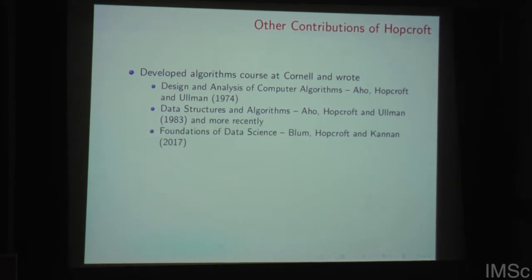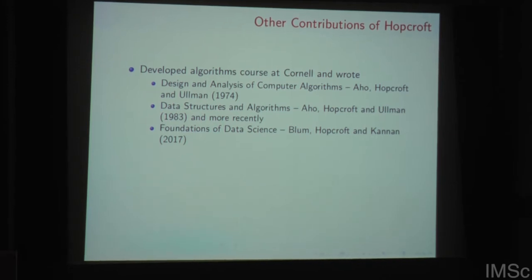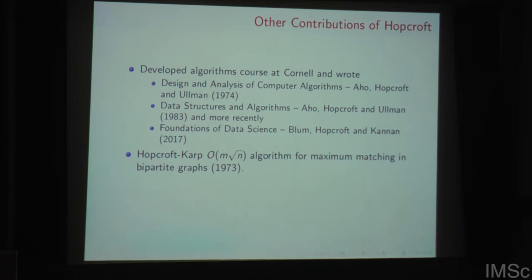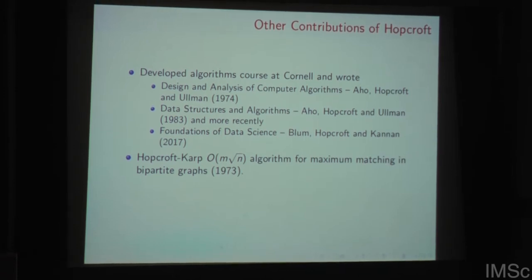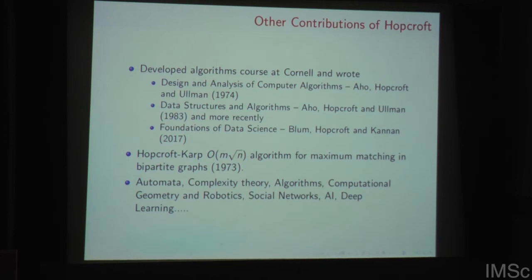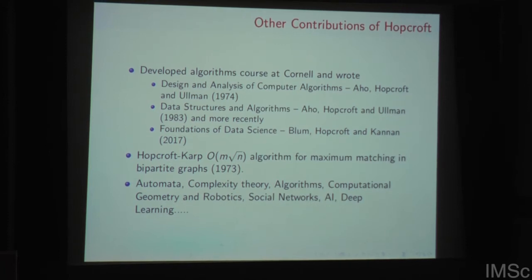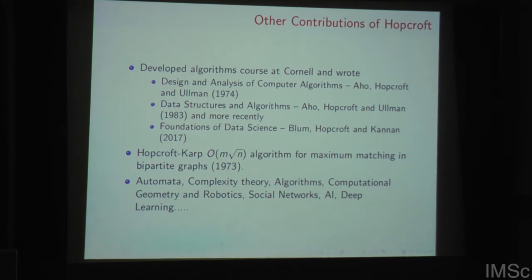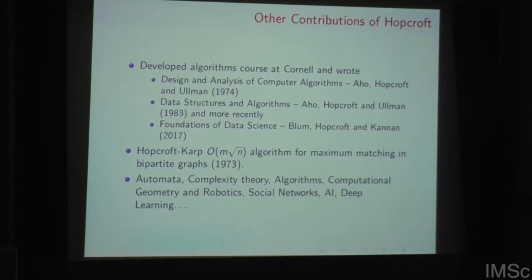And more recently, he has also written a book on foundations of data science. So the real noteworthy work of Hopcroft in algorithms, I would say, is this Hopcroft-Karp algorithm for finding maximum matching in bipartite graphs. But basically, he moved on to complexity theory, algorithms, geometry, robotics, social networks, AI, deep learning. And everywhere his motive is to sort of clean up the area, set some foundations, and that is the mode in which he was working.